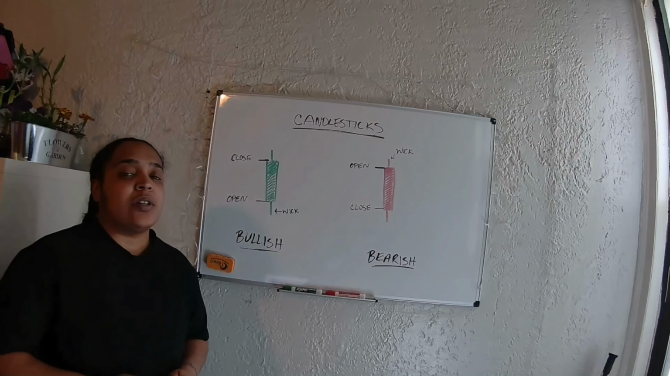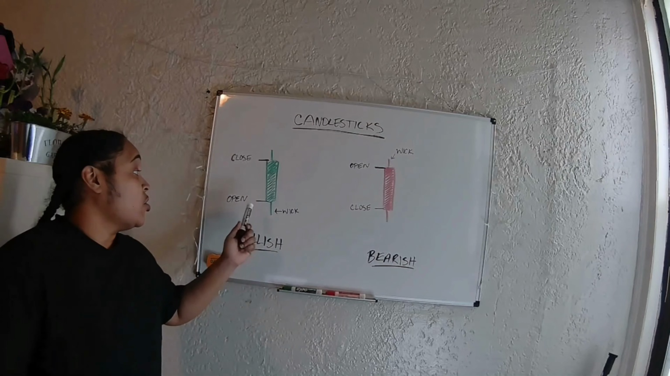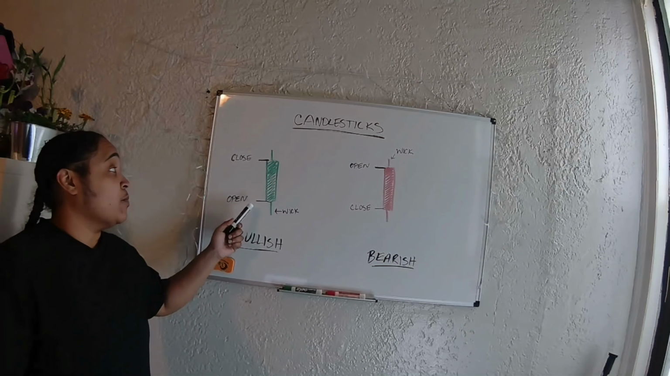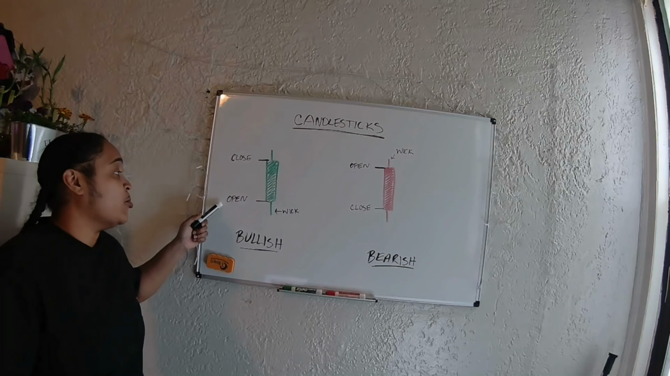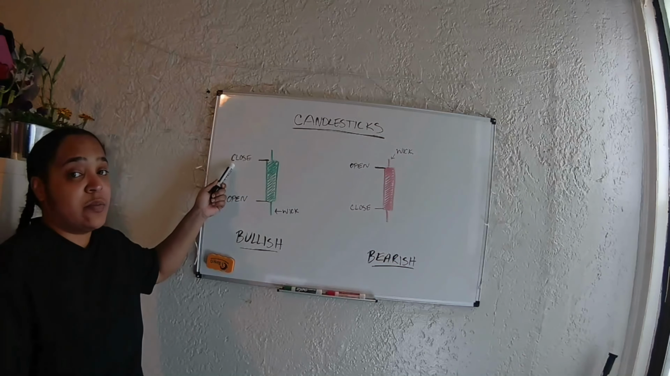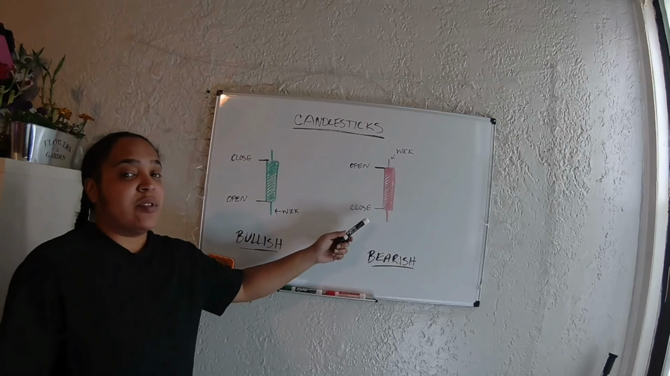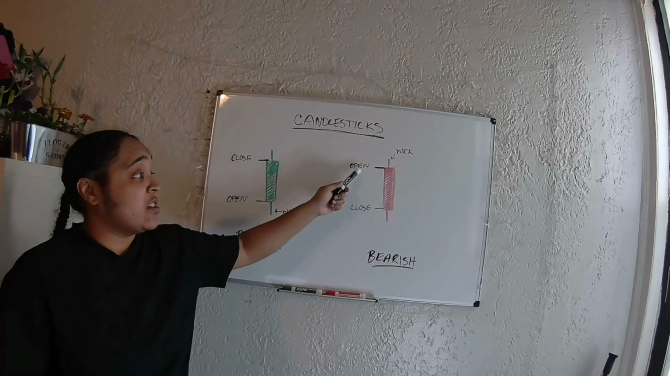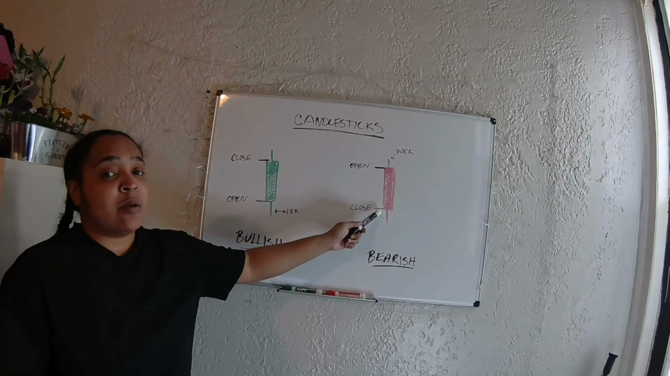You mainly see two colors on your trading chart. Green for bullish, red for bearish. A green or bullish candle means that price closed higher than it opened. So the bottom of the candle is going to be the open and the top of the candle is going to be the close. For a bearish candle, it's the opposite. That means that price closed lower than where it opened. So the top of the candle is going to be the open and the bottom of the candle is going to be the close.